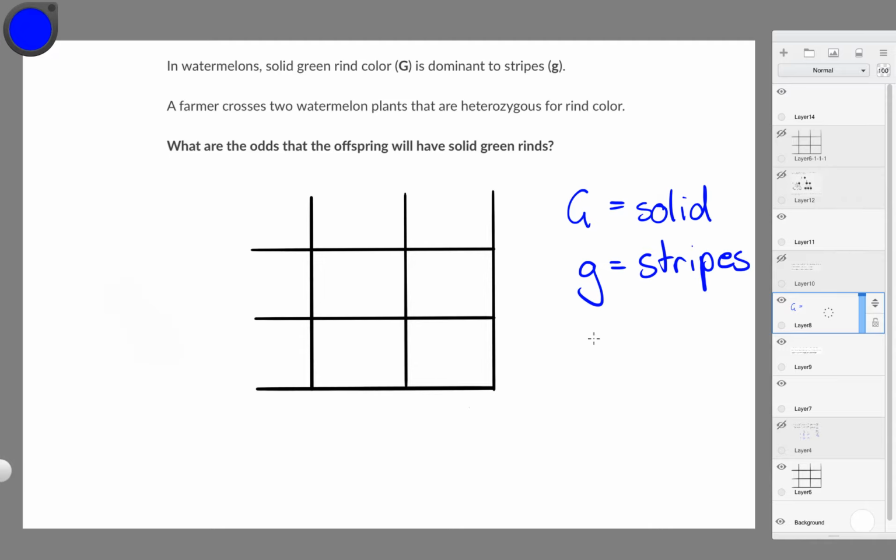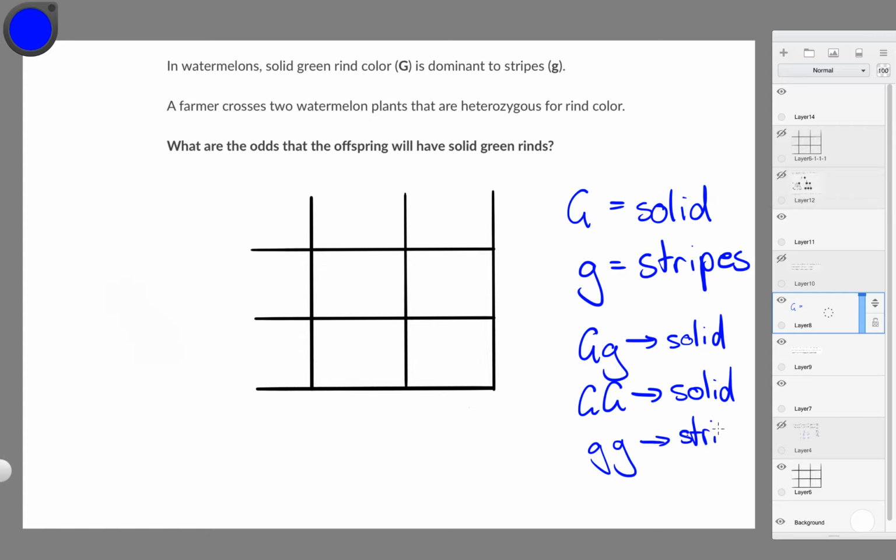So again, our possible genotypes here, that's heterozygous. Heterozygous for solid, because what's going to be expressed, the phenotype, is that it's going to be solid, because that G for solid is dominant over that recessive. So that'll be solid. Then we have homozygous solid. And we have homozygous stripes. Alright, so now we can look at the question.